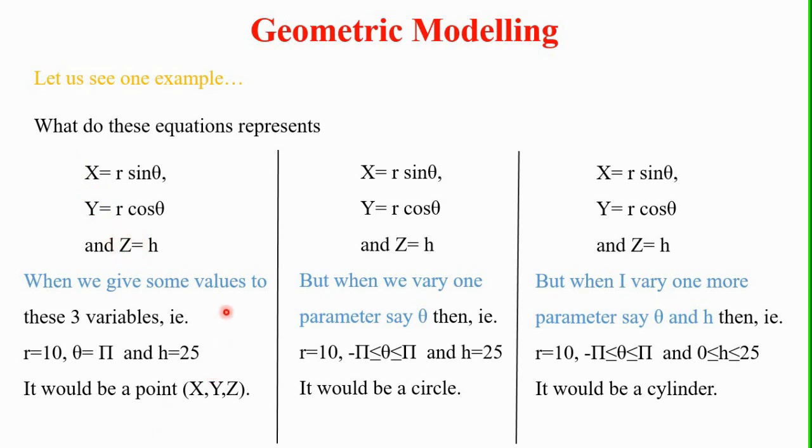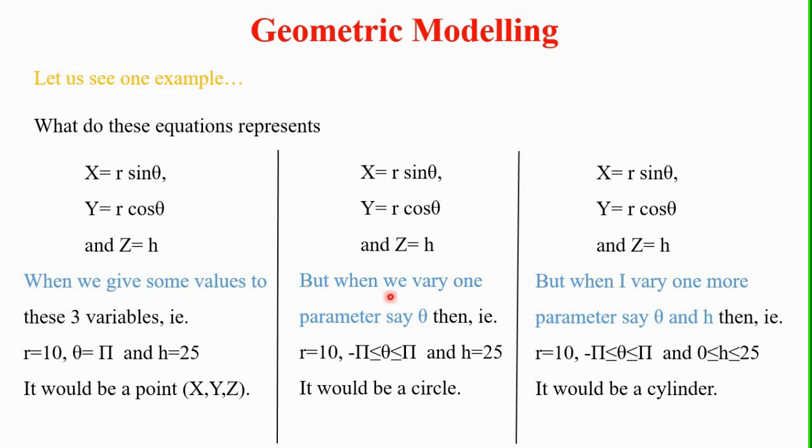That means when we assign some values to all these variables, we will get a point having coordinates x, y, and z. We will get one single point.